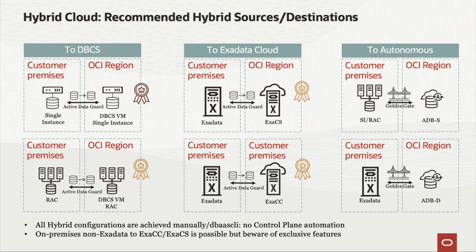Listed here are the hybrid cloud recommended sources and destination. It is highly recommended to have a symmetric environment. If you have RAC on your on-premise, then consider having RAC on the OCI database service. If you have an Exadata on-premise, then consider having the Exadata cloud infrastructure for your Data Guard.